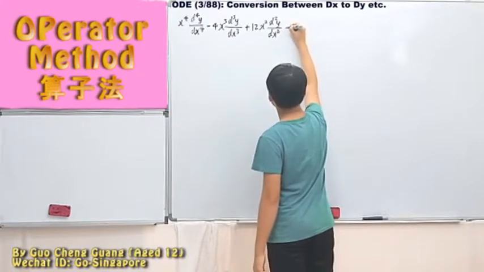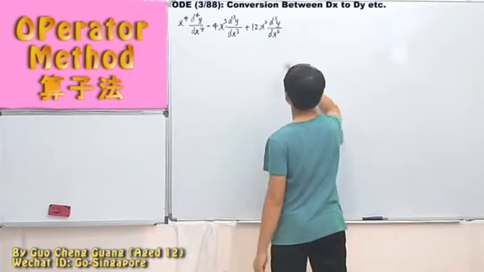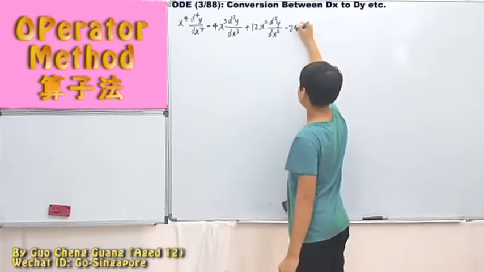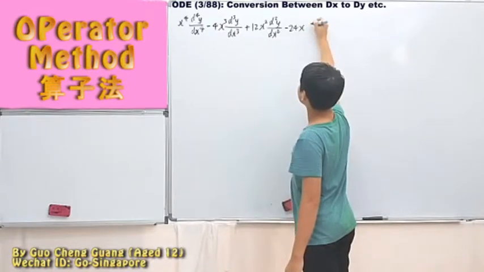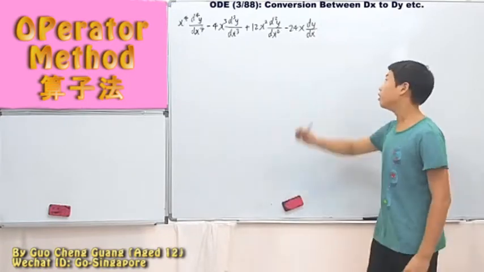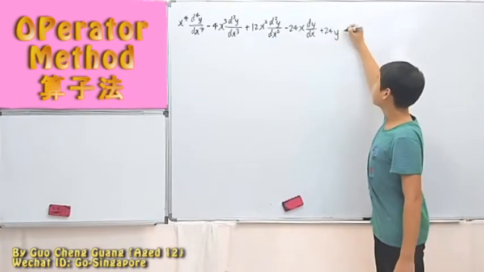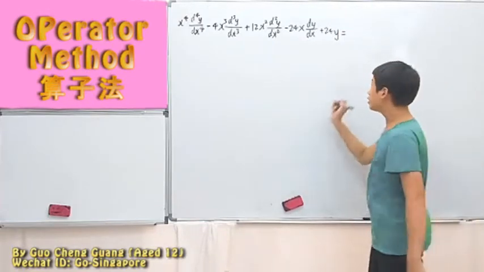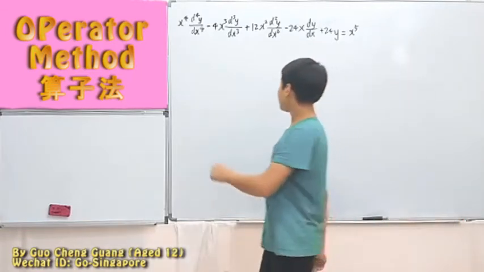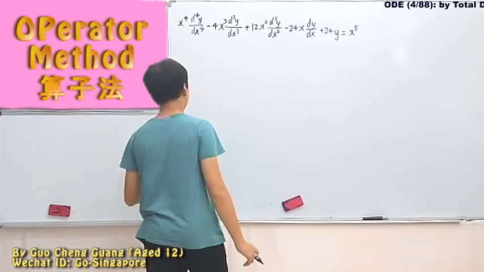Then after that, wait, this part I wrote wrongly. This part you subtract 24 x dy/dx, and then you add 24 y. And this part is equal to x to the power of 5. Let's take a look. All these powers are the same as their order.